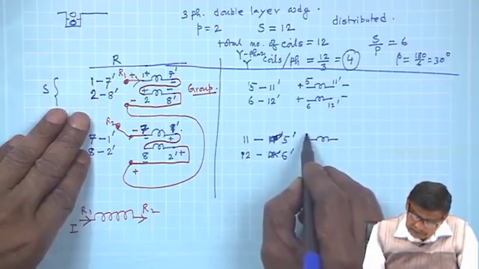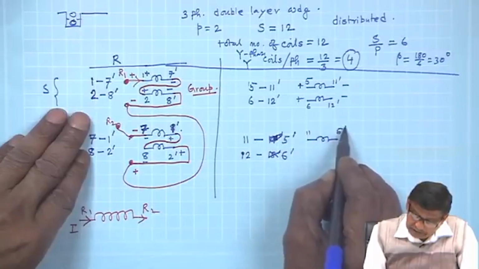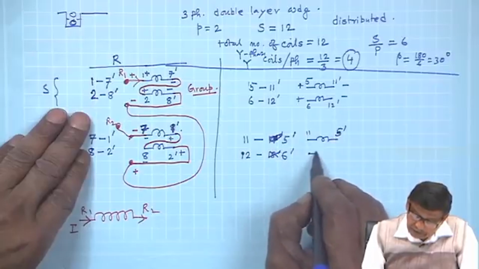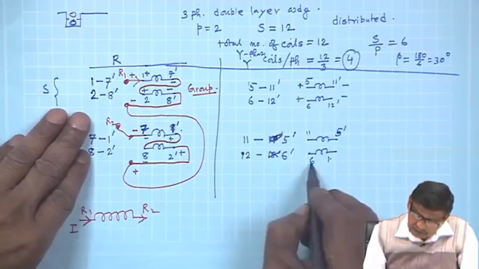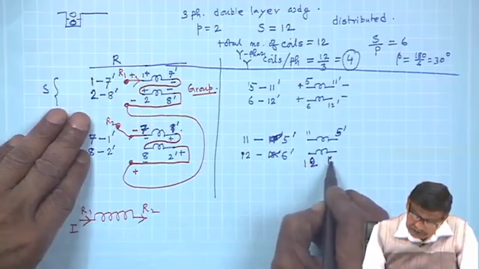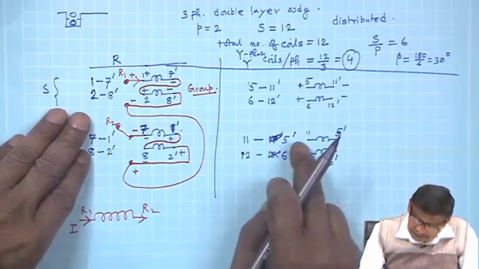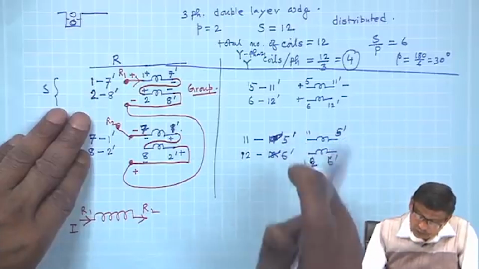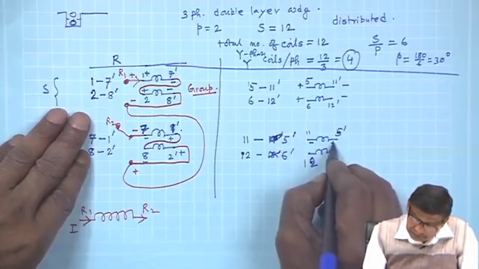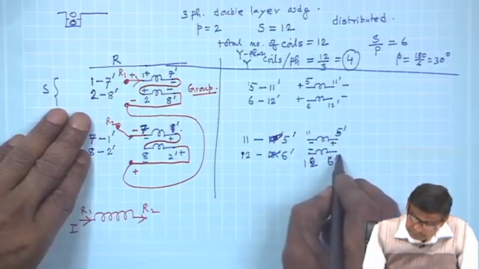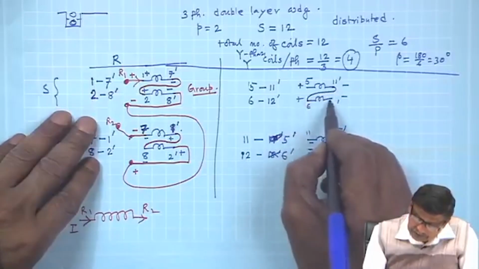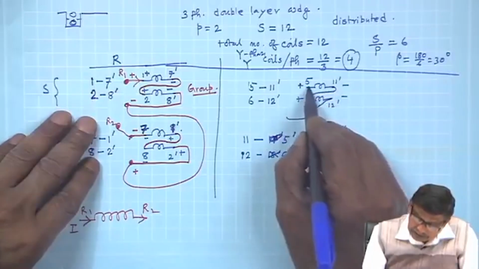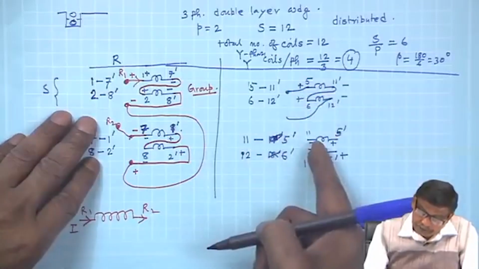and this is 11 5 dashed, and this coil will have 6 12 dashed, 11 5 dashed, 12 6 dashed it will be. But since it starts 11 is under South Pole, its polarity reverses, and therefore, these two groups I connect in series to get the first group of Y phase.